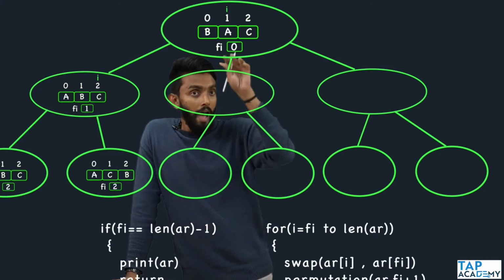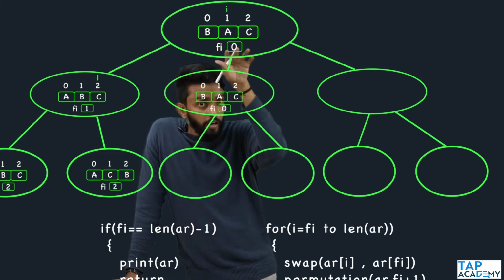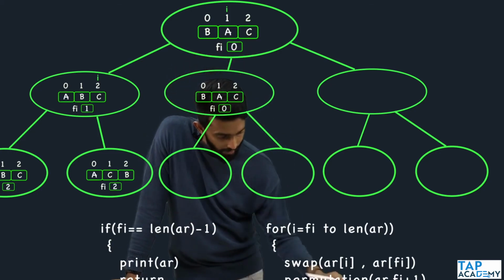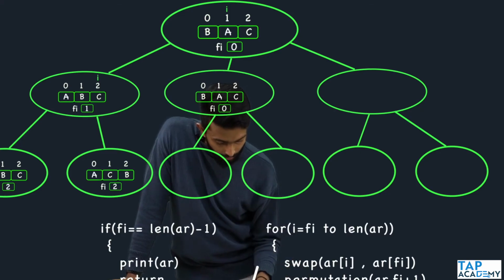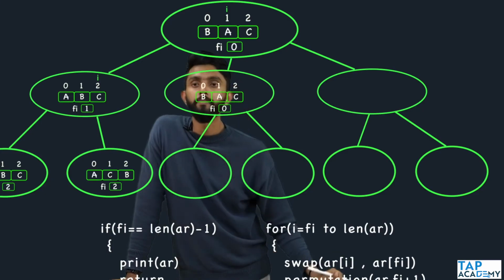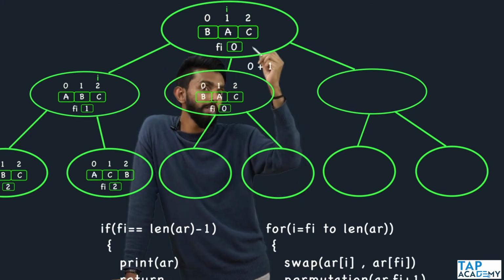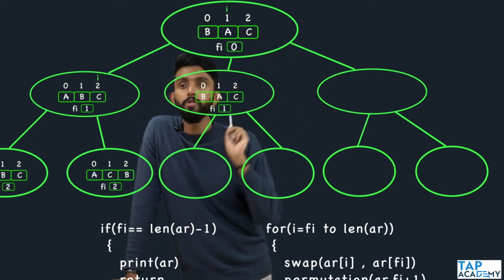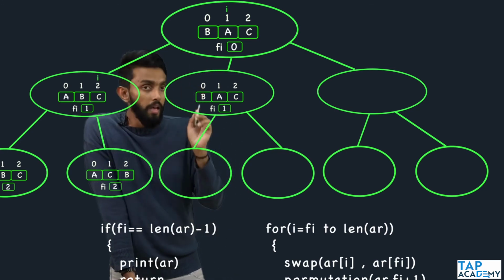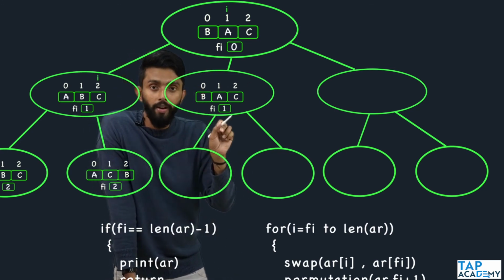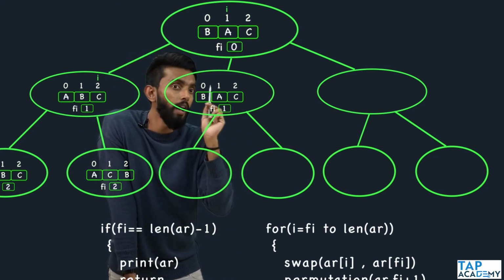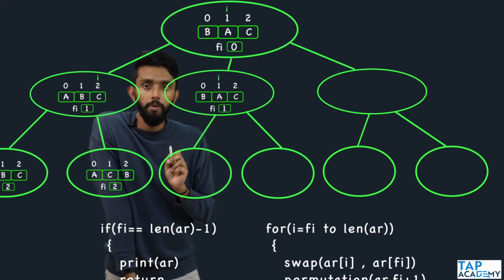Hope you are able to think. And that is what recursively you will send. So you will get BAC. You will get BAC, and next what is going to happen is fi value increments, it becomes 1. I hope you are able to think. Then again here, what is fi value? 1. A loop starts here where i value starts from 1. I hope you are able to think.